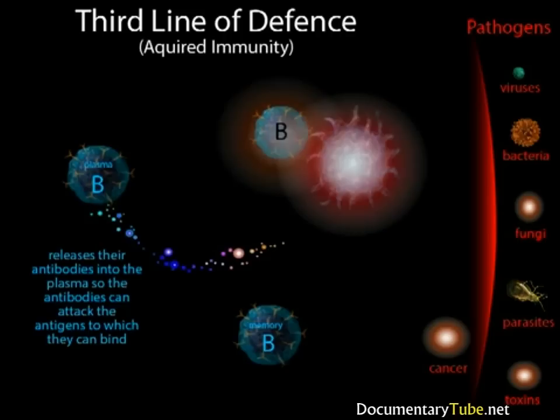After the infection, most B cells die, but the memory B cells are long-lived B cells which do not release their antibodies. Instead, they circulate in the body waiting for the next attack by the antigen. This allows the body to respond quickly to any subsequent infection by the same antigen.